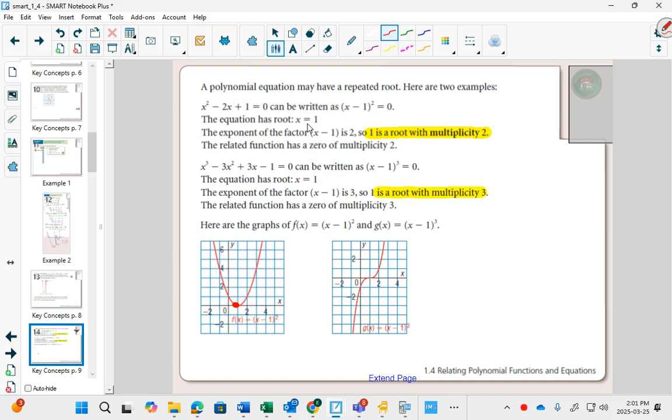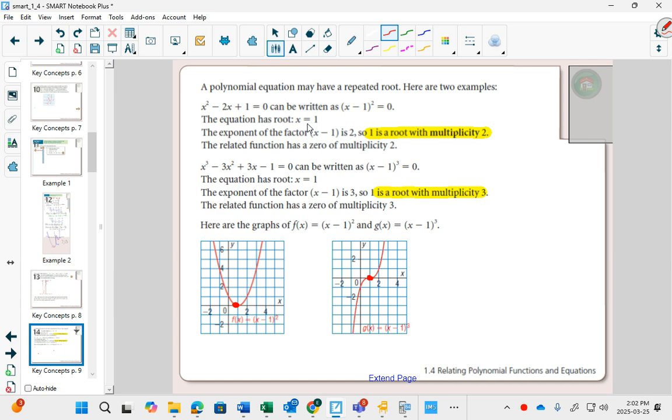And if you had (x minus 1) cubed, well, that would just take your regular x cubed graph and move it 1 to the right, giving you an x-intercept there. But this one, we would say, has a multiplicity of 3.